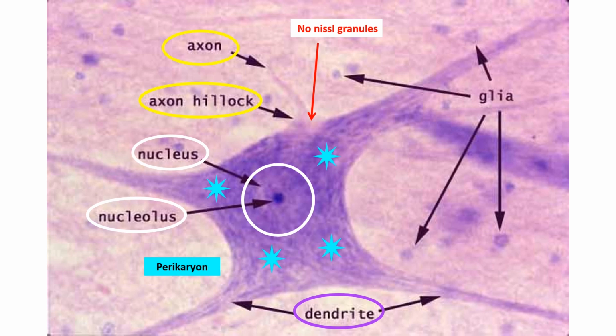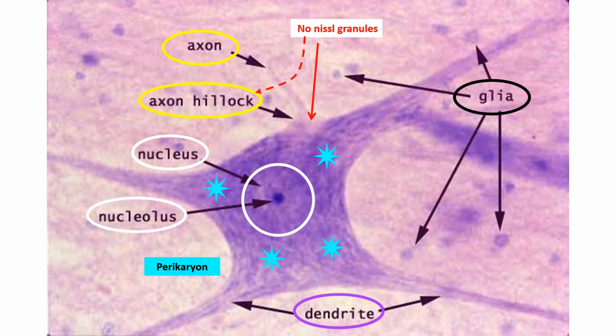Now, how do we know that this is an axon and not the others? We look at the very beginning, the cone-shaped beginning of the axon, and we can see here that it does not contain the blue material, the Nissl granules. This sign is telling us that this is the axon, the outgoing process, and there are no Nissl granules in this structure, the beginning of the axon, and this area devoid of Nissl granules is called the axon hillock.